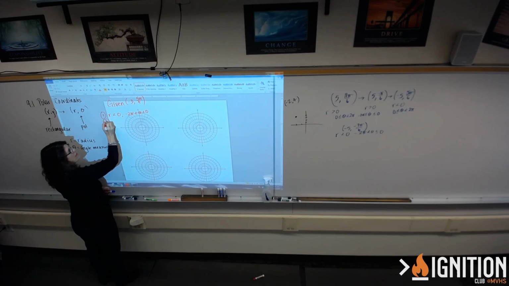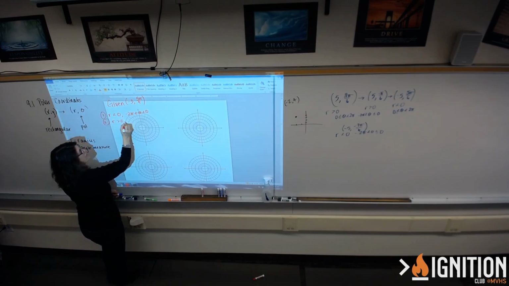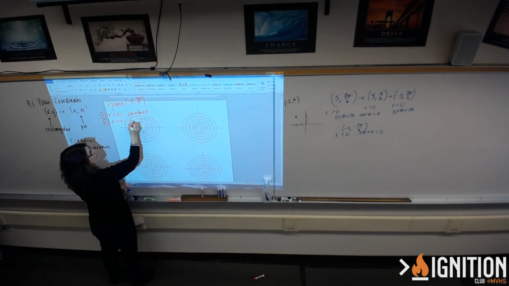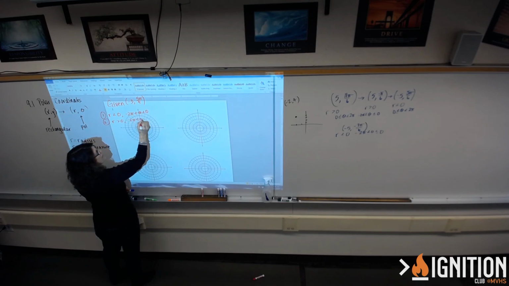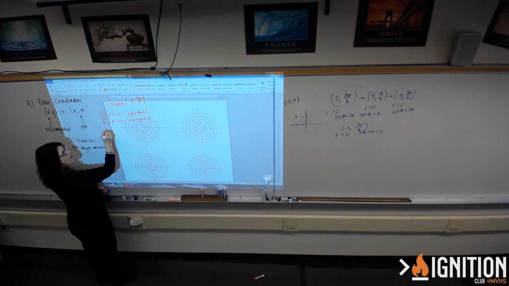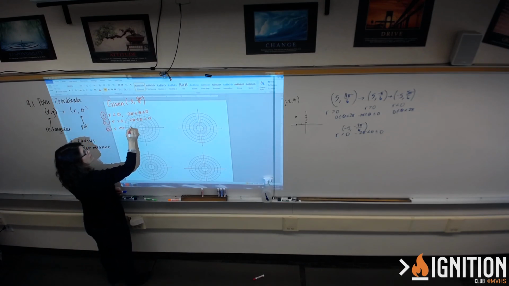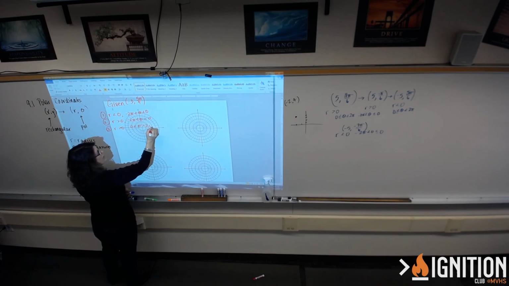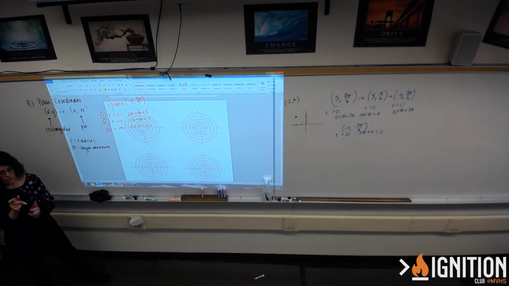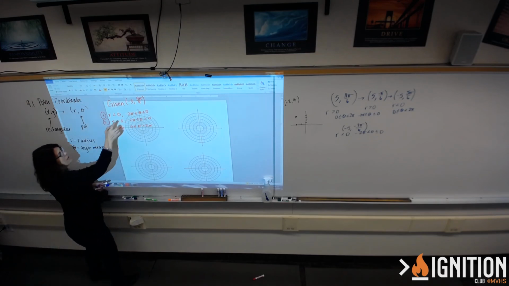I want you to find radius greater than 0, -2 pi less than theta less than 0. And I want you to find radius greater than 0, theta between 0 and 2 pi. Those are your four restrictions.